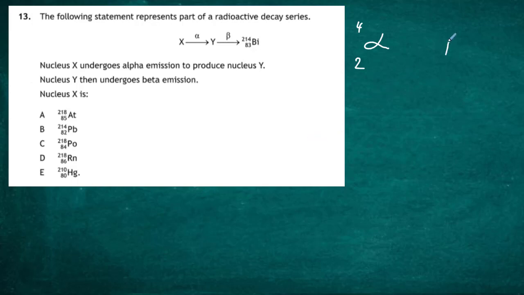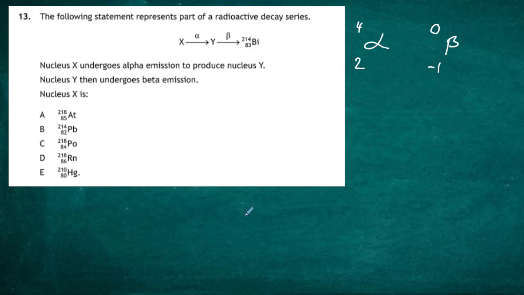What about the beta particle? Have to be careful here. The beta particle has no mass and a charge of -1. So what happens there? Well, if a nucleus releases a beta particle, there's going to be no change to its mass number, but its atomic number is going to increase by 1, because you're throwing away a -1, which is the same as actually gaining 1.